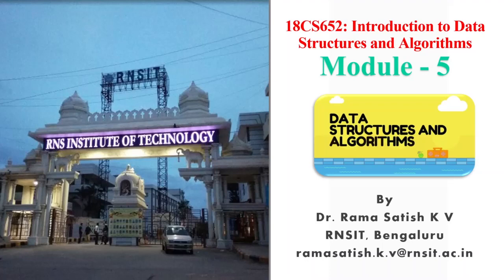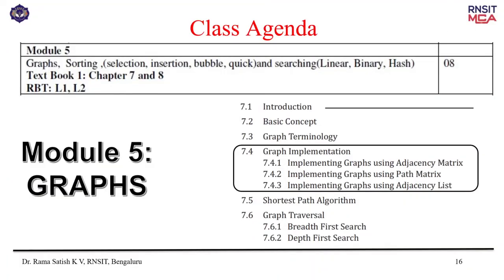Today in Module 5, we are going to discuss graph implementation. In the last class, we discussed some of the basics of graph terminology. And today, we are going to discuss graph implementation using an adjacency matrix and using a path matrix. So that is what we are going to do.